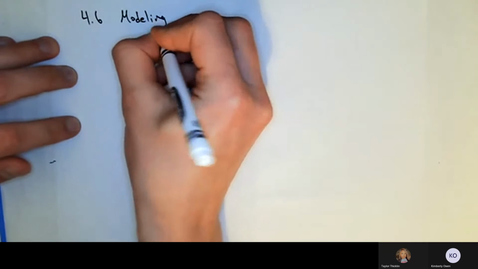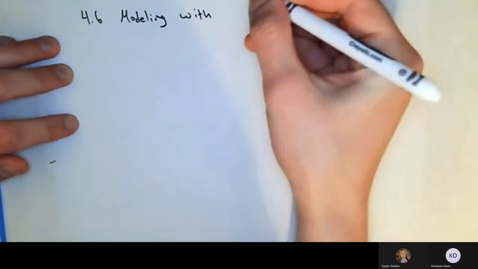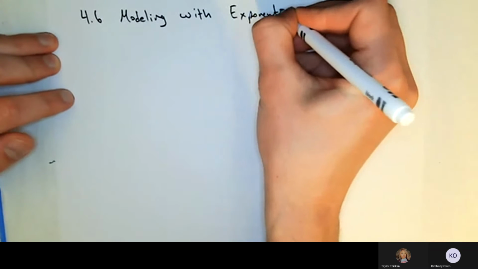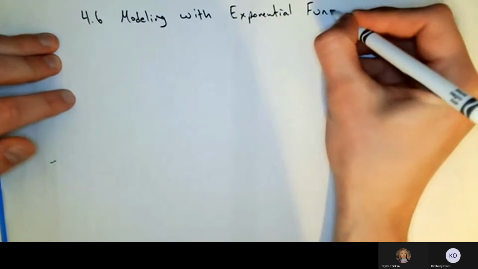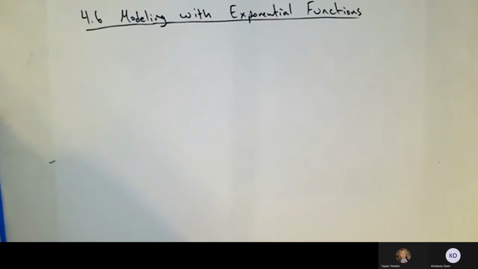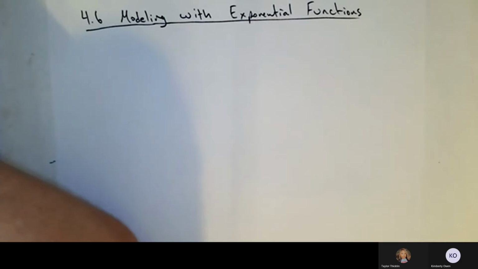Now let's get into 4.6, which is basically just a whole bunch of applications. It's called modeling. Modeling means putting math to real life problems with exponential functions. But also, surely there's going to be some log function. Well, anytime you're dealing with exponential functions, there's going to be log functions too. They'll pop up.